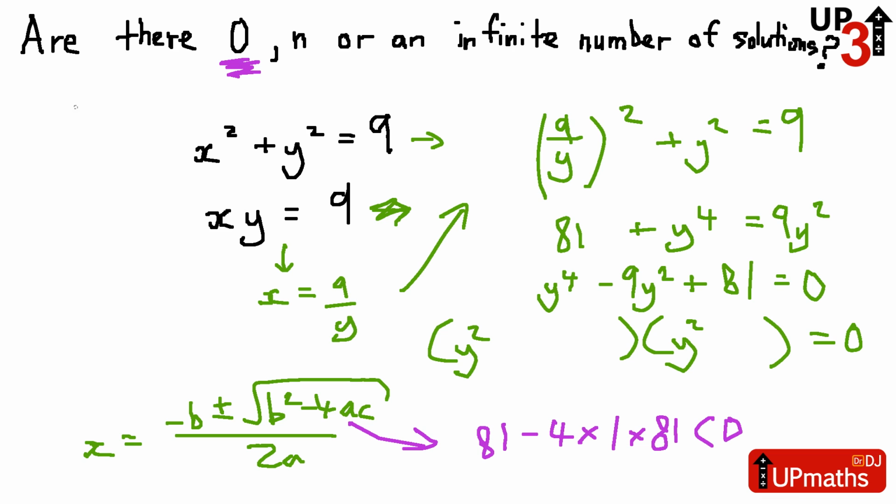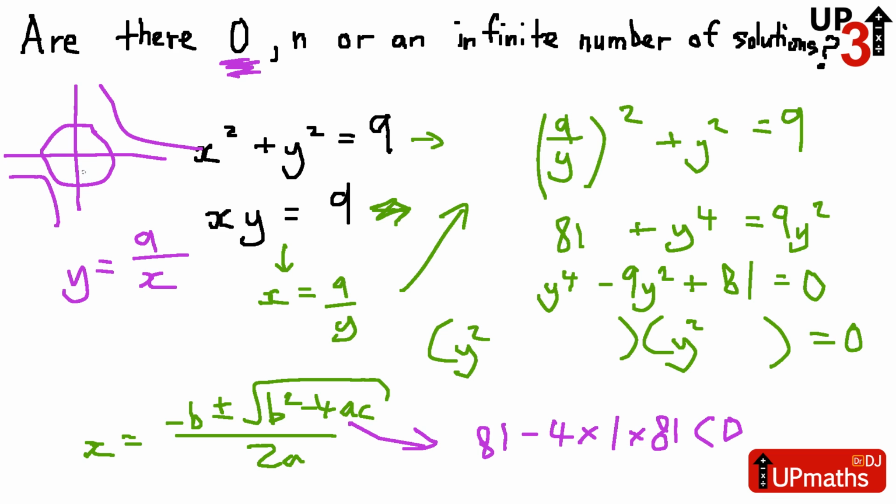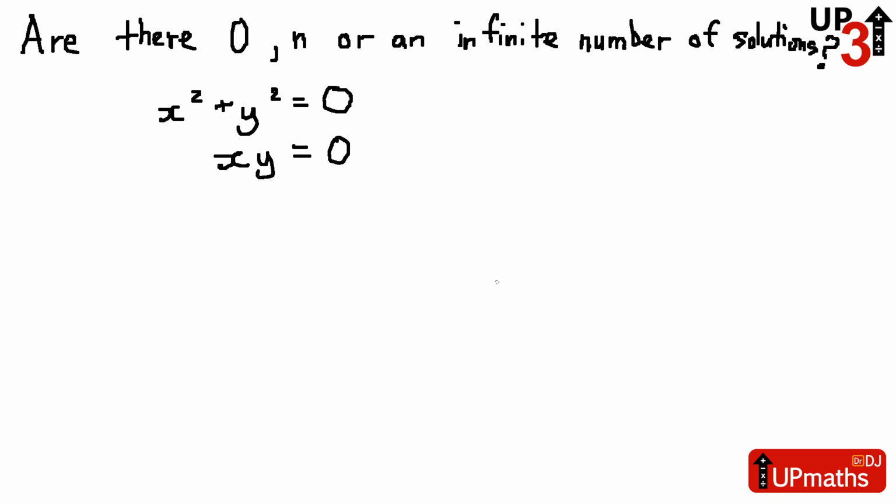Is this a surprise? No, because that is y equals 9 over x, which looks something like that. And then the other one's a circle, and they obviously just don't meet. Let's do the next one.